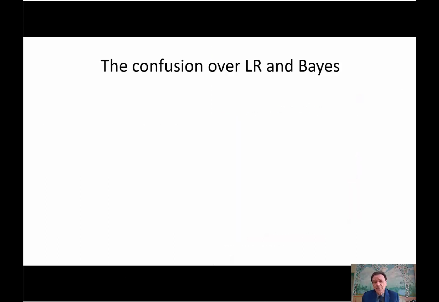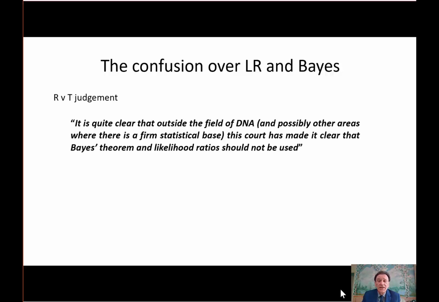But what is the fundamental confusion over the likelihood ratio and Bayes theorem? In a UK murder case called R v T, in which the likelihood ratio for footwear matching evidence was used against the suspect, the appeal court judgment included this very damaging statement regarding the use of Bayes for non-DNA forensic evidence. Now, as I said at the beginning, I don't agree with this statement, although I can understand why in this particular case the judge was unhappy with the way the evidence was presented.